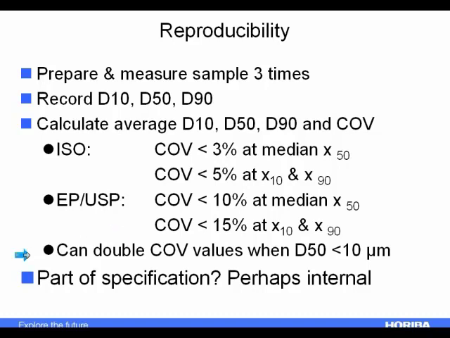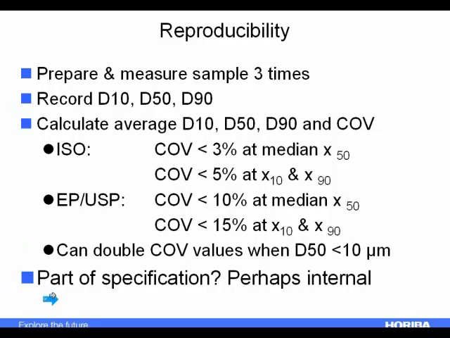And also, if the D50 is under 10 microns, we're allowed to double any of these numbers, and I think this is just associated with the fact that as particles become smaller, it may become more difficult to disperse the sample. And then if sampling becomes more of an issue, then we should expect there to be a somewhat broader coefficient of variation when doing multiple measurements.